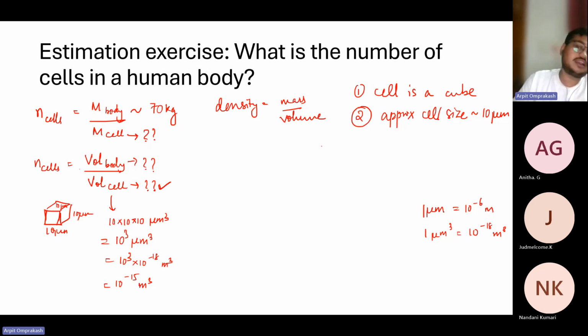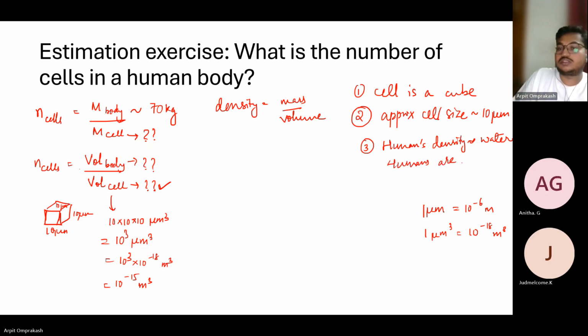And for the density, again, we make another simple assumption: the density of humans is similar to water, because humans are 70% water. So approximately the density will be similar to water. Let's say the density of a human is the same as the density of water. We know that the density of water is 1000 kg per meter cube.